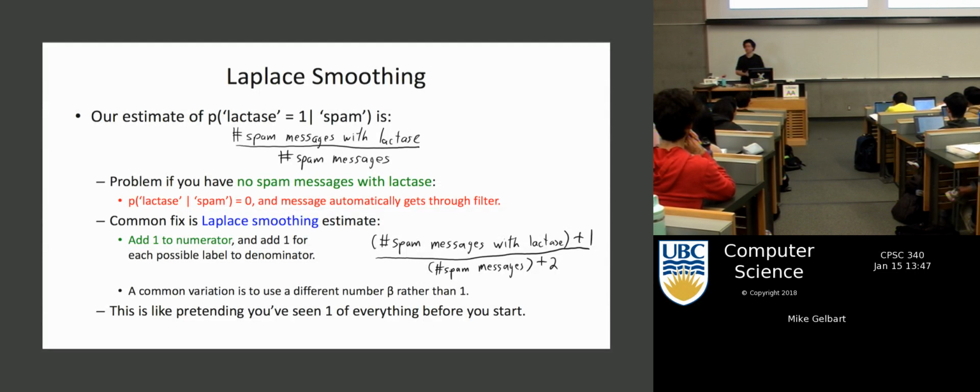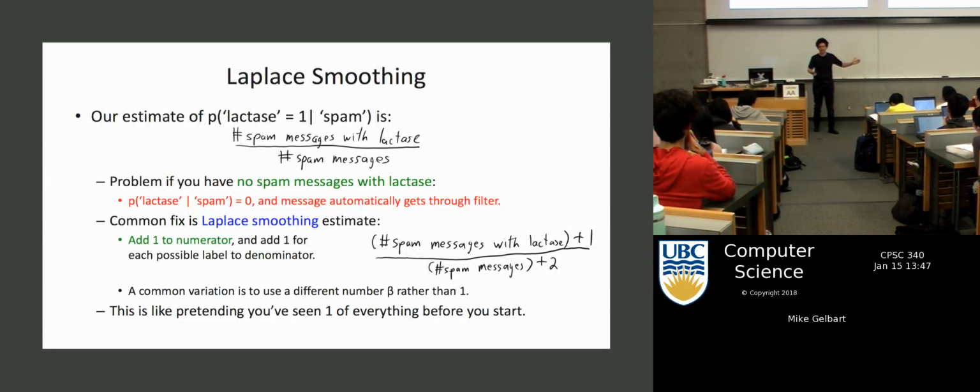And you can also add some number other than 1. So you can add a number beta, and just by adding 1, you've basically already solved the problem. But by adding more than 1, it's called smoothing, because you're sort of smoothing out your data set. And if you made beta some ridiculously large number, then all your actual training data would become insignificant, and you would just predict a half probability for everything, which is like the most smooth case.